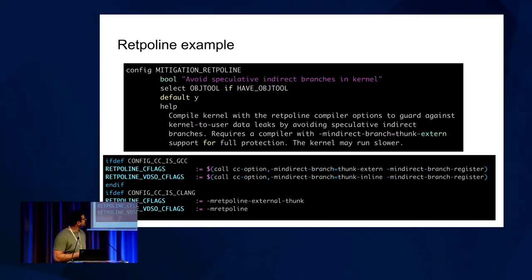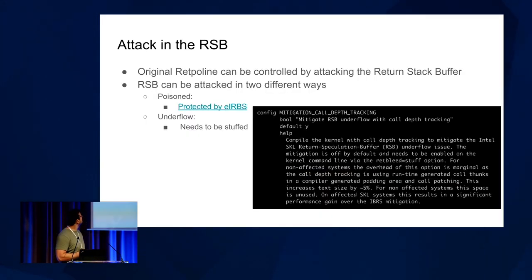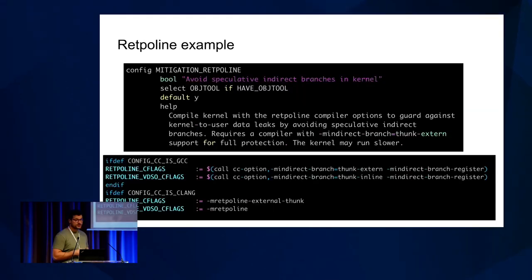This is what we have in the Linux kernel. It's enabled by default. And these are the options that need to be passed to the compiler in order to generate this thunk for indirect call or for indirect jump. So far, so good.